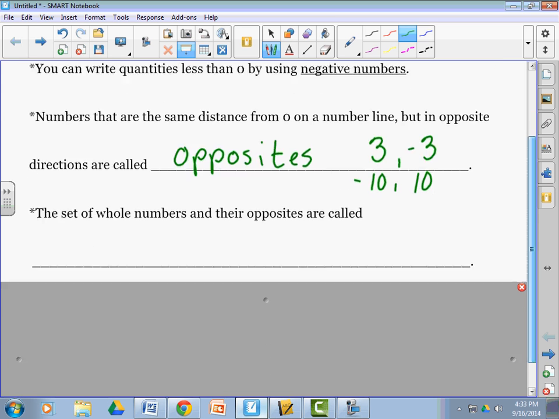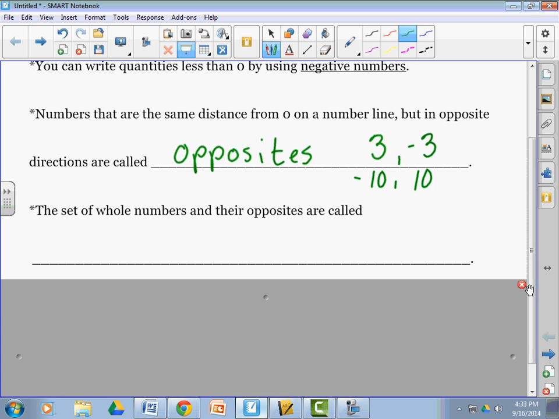Now let's give a name to the larger family of numbers here. The set of whole numbers and their opposites. This is a very important term. We're going to be using this throughout the year. This set of numbers are called integers. Integers. Whole numbers and their opposites.